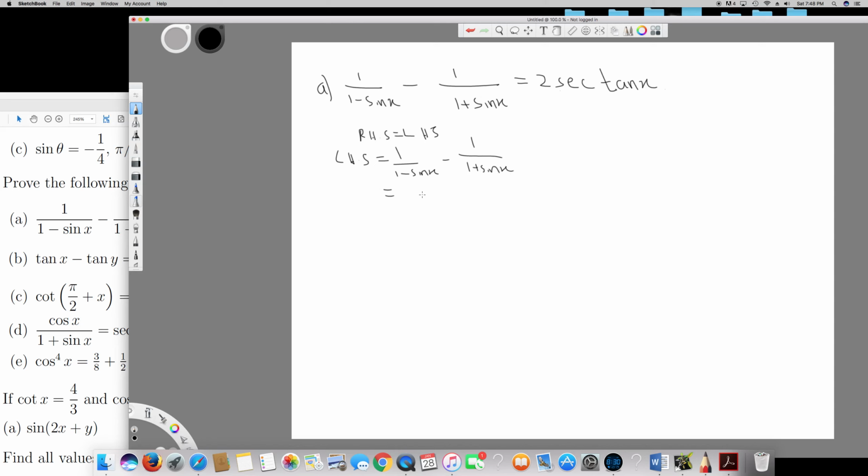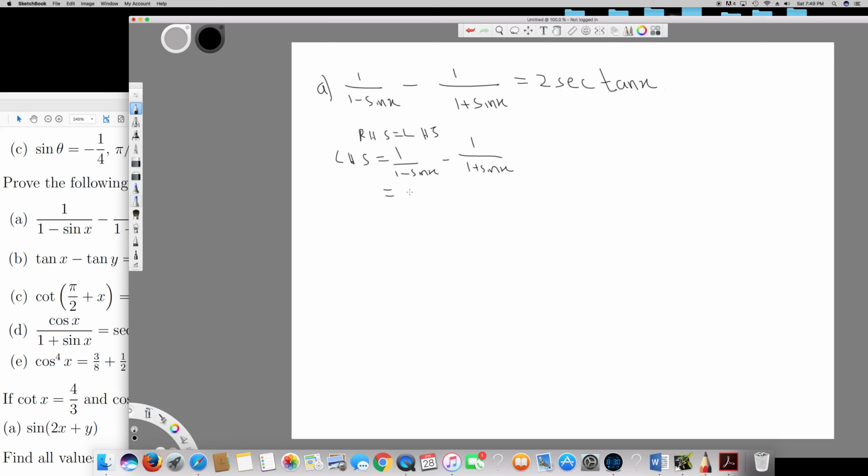From this equation we take the common denominator. It's the multiplication of both, which gives 1 squared minus sine squared x. If you remember, x minus y times x plus y gives x squared minus y squared, so it's the same process.